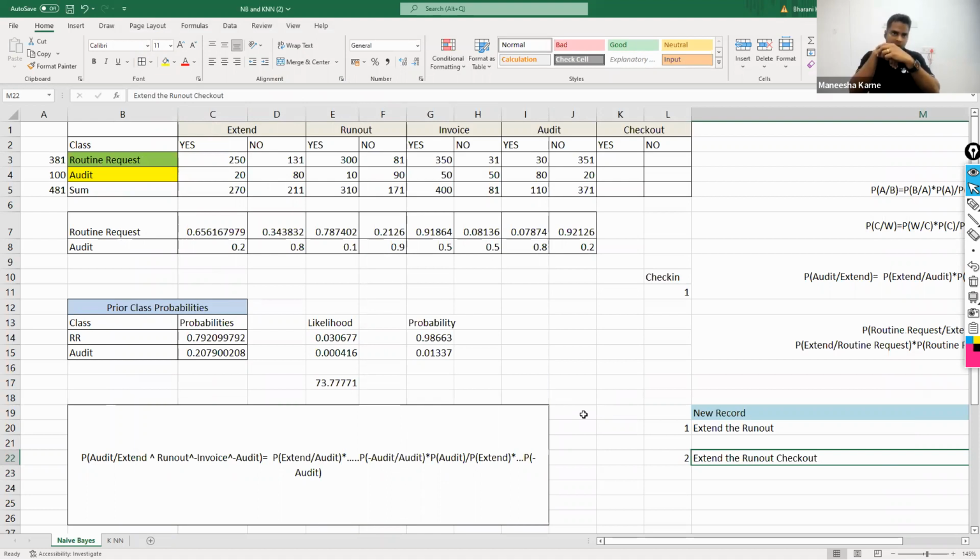Grouping or binning is called as discretization. Exactly. If you have income, you create high income, low income.